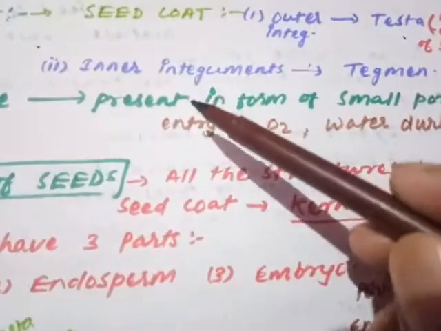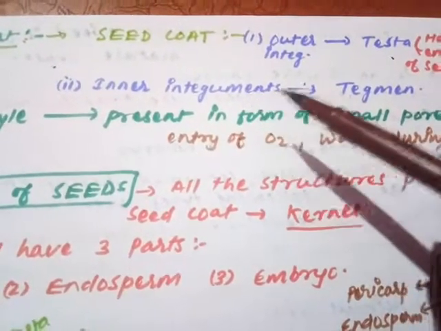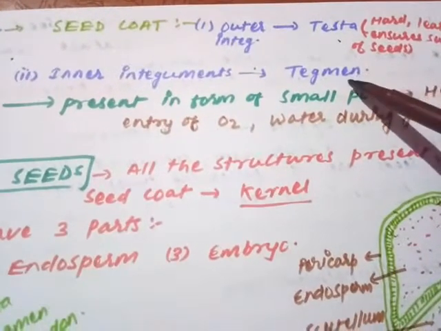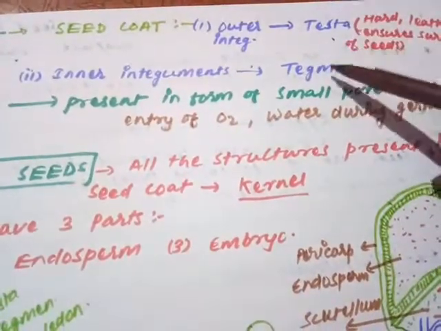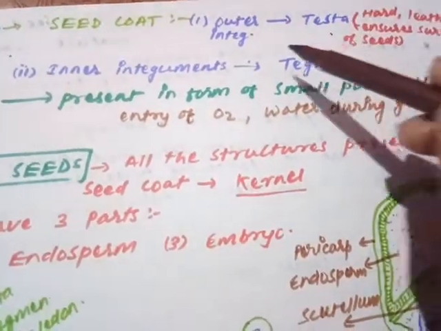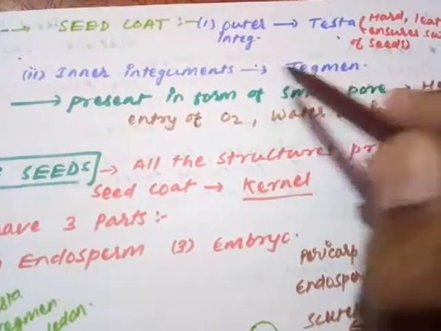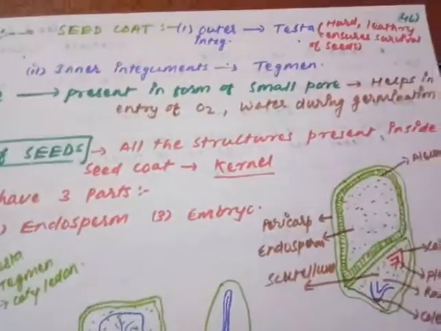The inner integument, the next layer, is a thin layer and is going to form the thin layer inside the testa, that is called tegmen. Is it clear to you all? The seed coat itself is made of two layers, testa and tegmen. Testa is the converted form of the outer integument, and tegmen is the converted form of the inner integument. Now it is clear to you all.